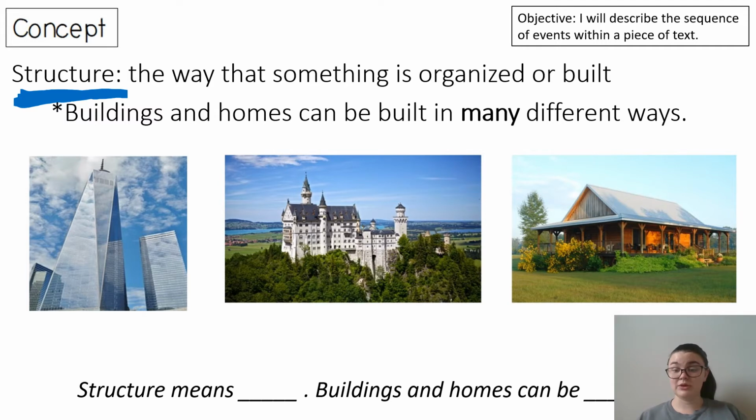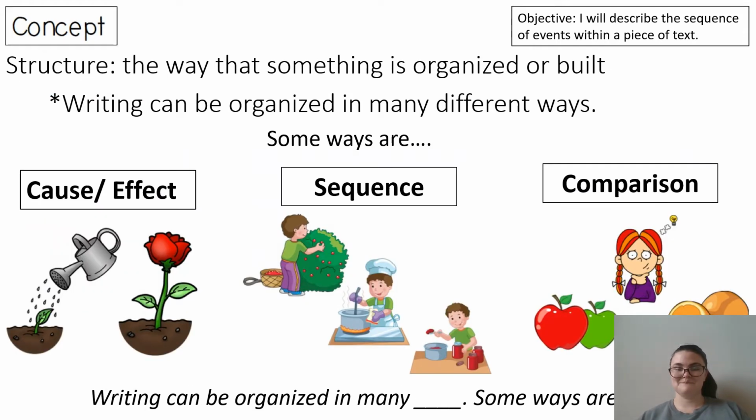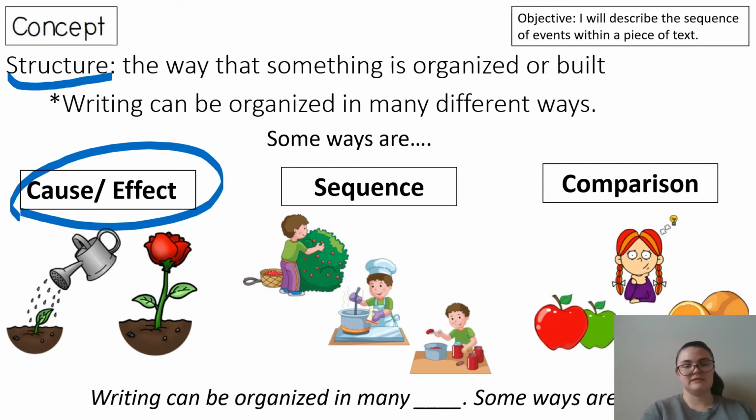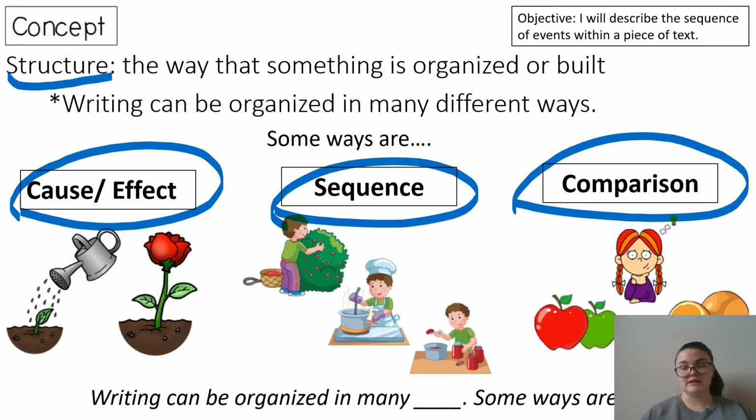That's the same thing that we're learning when we are talking about the structure of a piece of writing. So when we're reading something, we have to think about how it is being organized. And when we're writing, we have to organize our writing in a way that makes sense too. Here's another slide about structure. Structure is the way that something is organized or built. Writing can be organized in many different ways, just like a building could be built in a different way. Some ways are cause and effect, sequence, and comparison. These are different types of writing that an author might use.